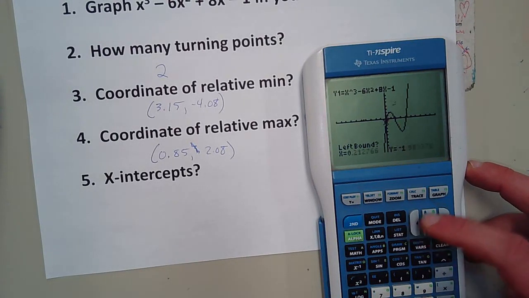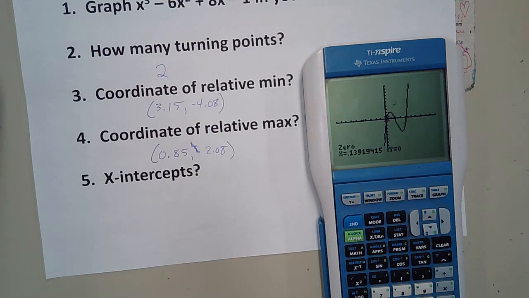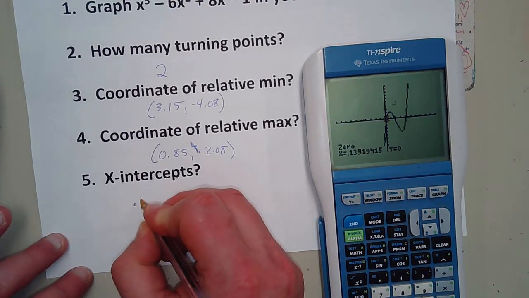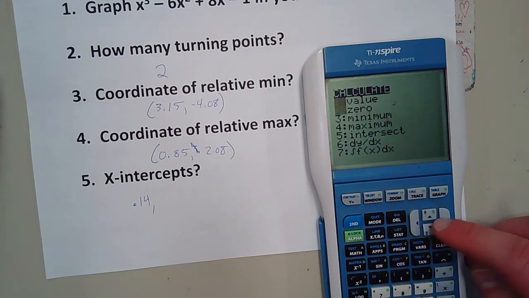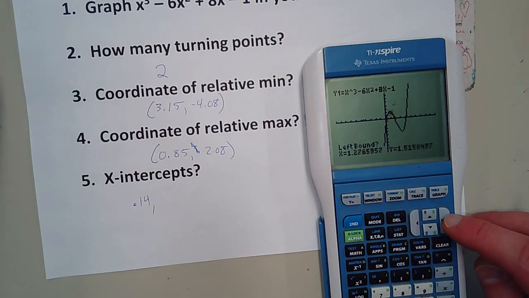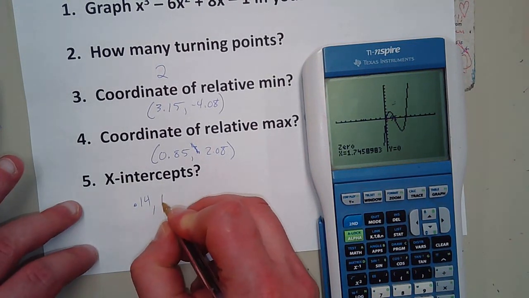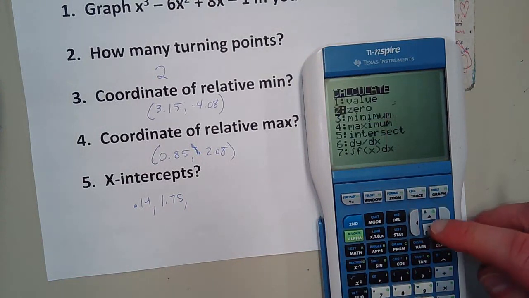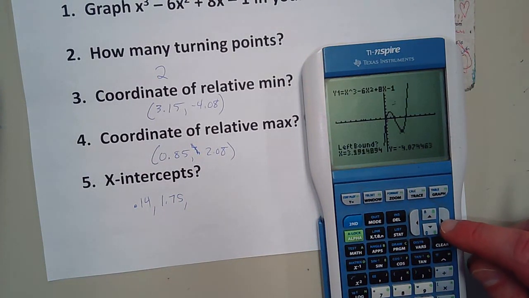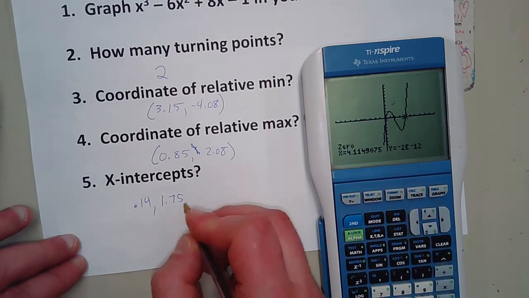So if I want the one that's right here, I'm going to go left bound, right bound, and guess. So 0.14. And then pretty much just rinse and repeat for these other 2 zeros as well. So the one over here, left bound, right bound, guess. 1.75. And one more time. Cursor over to here. Left bound, right bound, guess. And about 4.11.